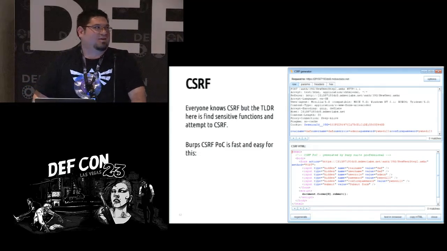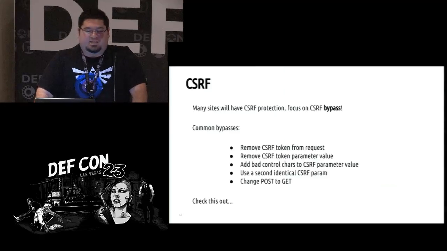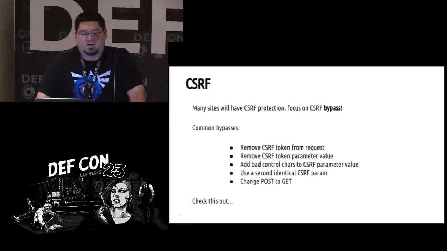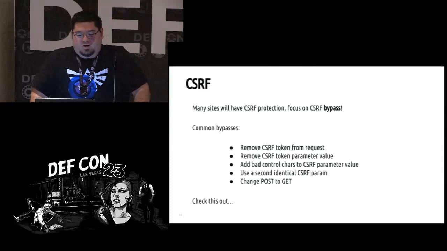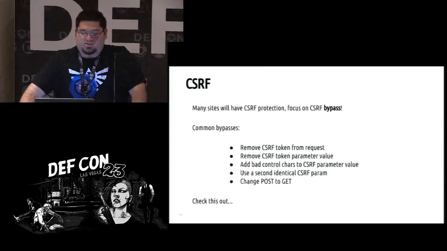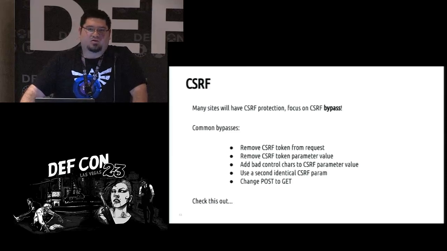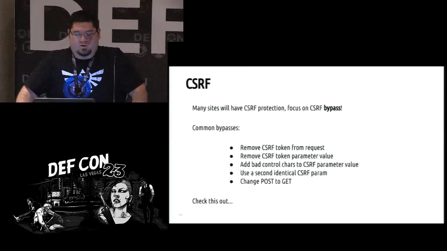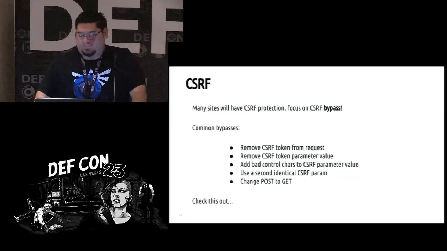That's CSRF nowadays. So what you really have to focus on in bug bounties is CSRF bypasses: customers who have CSRF protections but haven't implemented them well enough. Common CSRF bypasses in my research were removing the token from the request, removing the parameter value from the request, adding control characters to the parameter value, using a second identical CSRF parameter, or changing the request method.